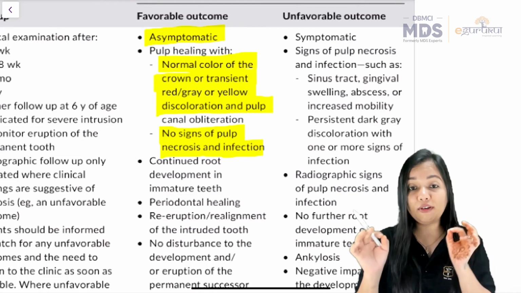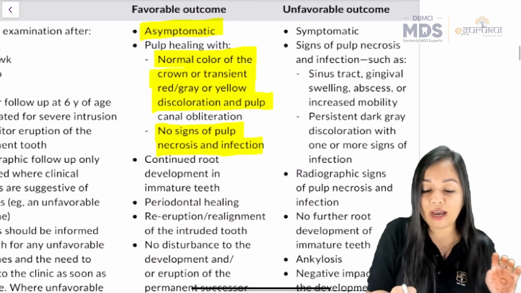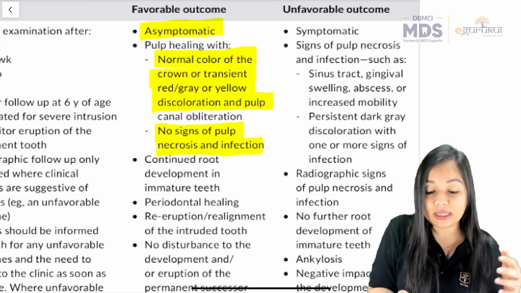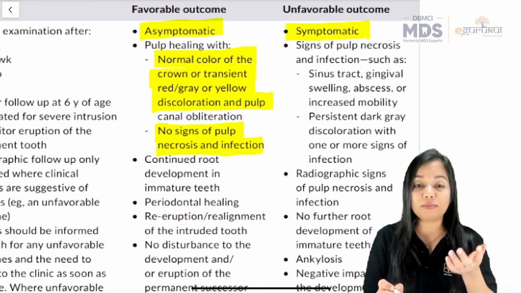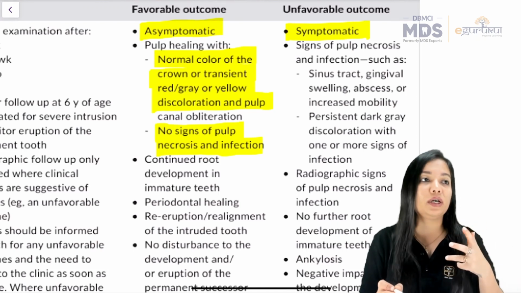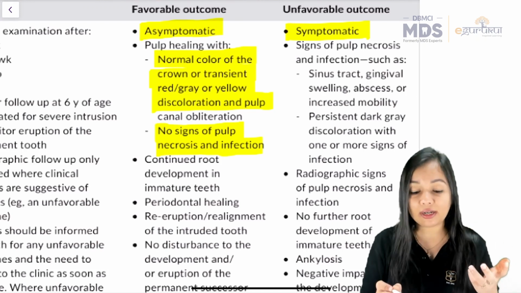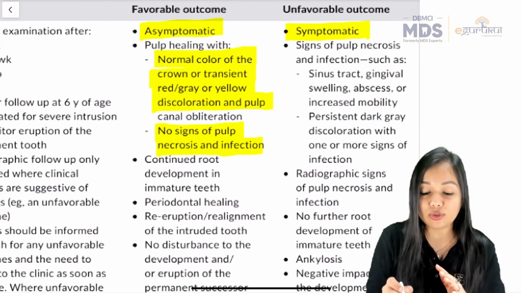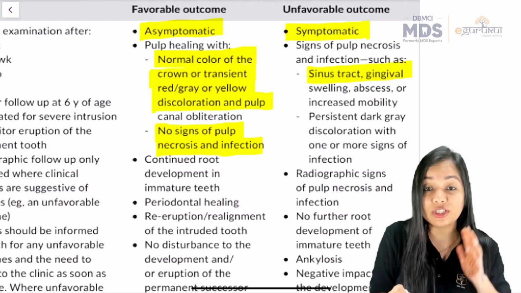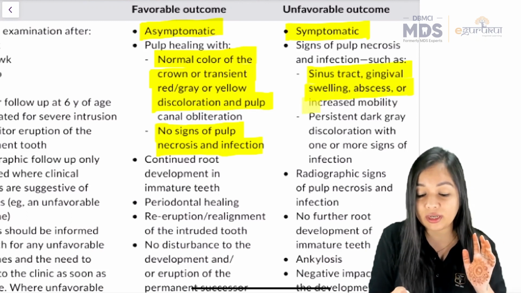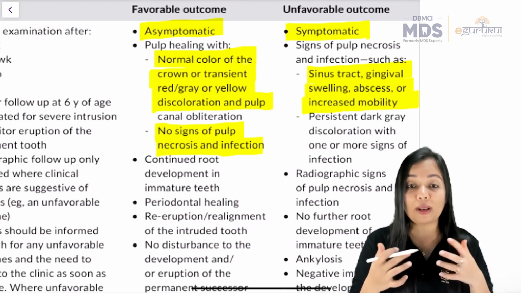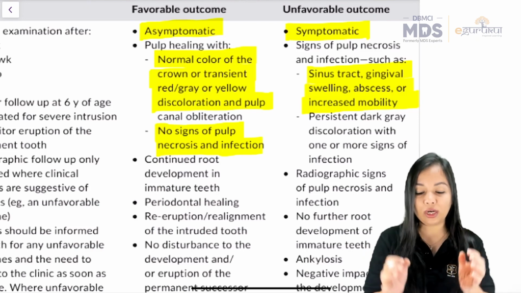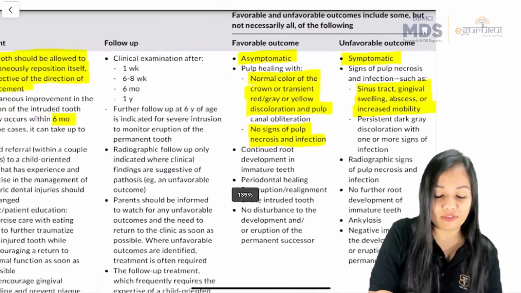In case of an unfavorable outcome, we have a tooth or a case that becomes symptomatic. The patient conveys a symptom of pain or probably a development of a sinus tract or swelling, etc. So there is a development of sinus tract, gingival swelling, abscess, or increased mobility, and there is dark black or gray discoloration of the tooth. So this is an unfavorable outcome.